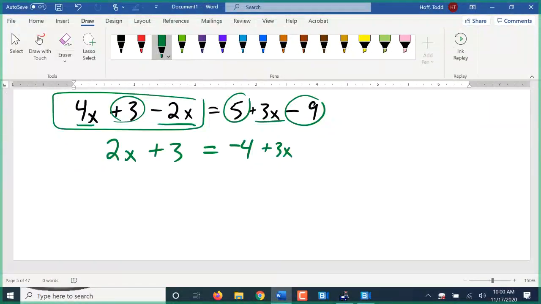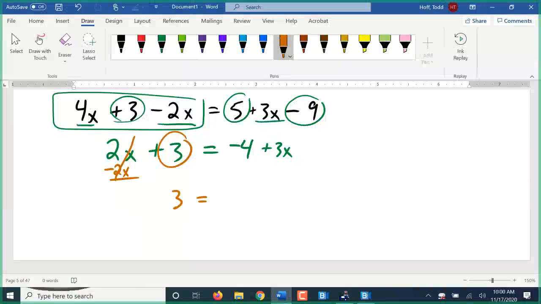We need to get rid of 1. 2x is the smaller one, so that's the one I'm going to get rid of. It's positive, so I'm going to get rid of it by subtracting it. 2x minus 2x is 0. It cancels out. That'll leave us just 3 on that left side.